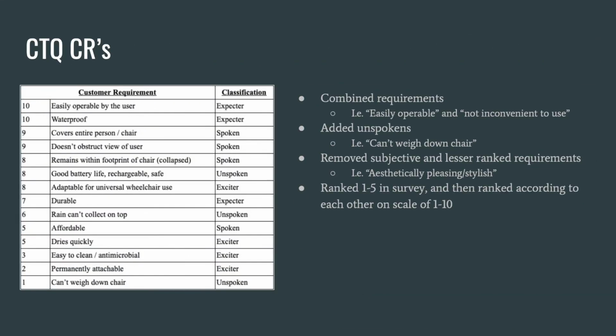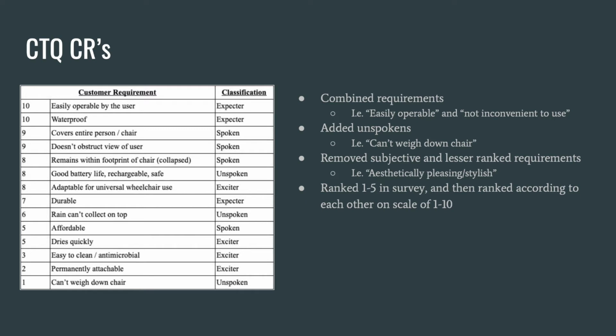So we were then able to compile a more formal list of customer requirements, and we put them in 3 different classifications. So we have some more expected requirements, stuff like it has to be easy to operate. If it isn't easy to operate, the customer won't want to use it. And waterproof, it obviously has to be waterproof. The idea is that we keep our customers dry with this canopy.